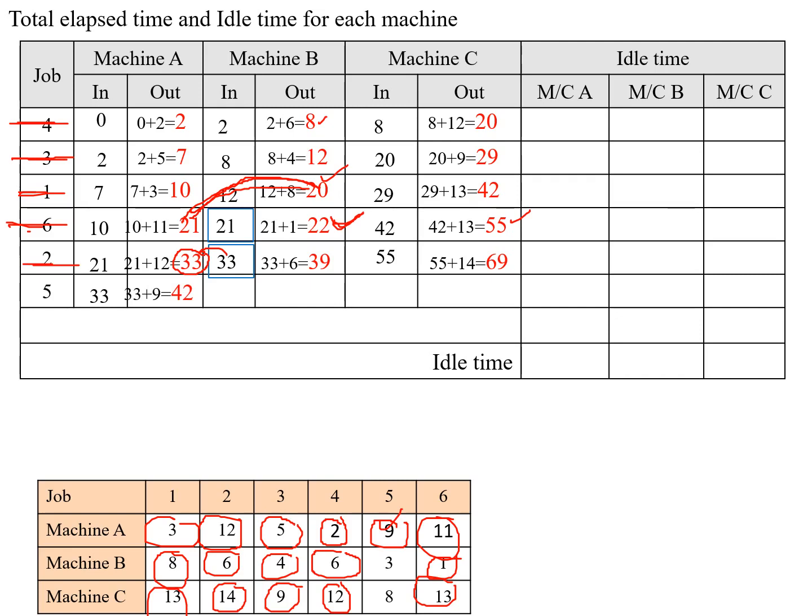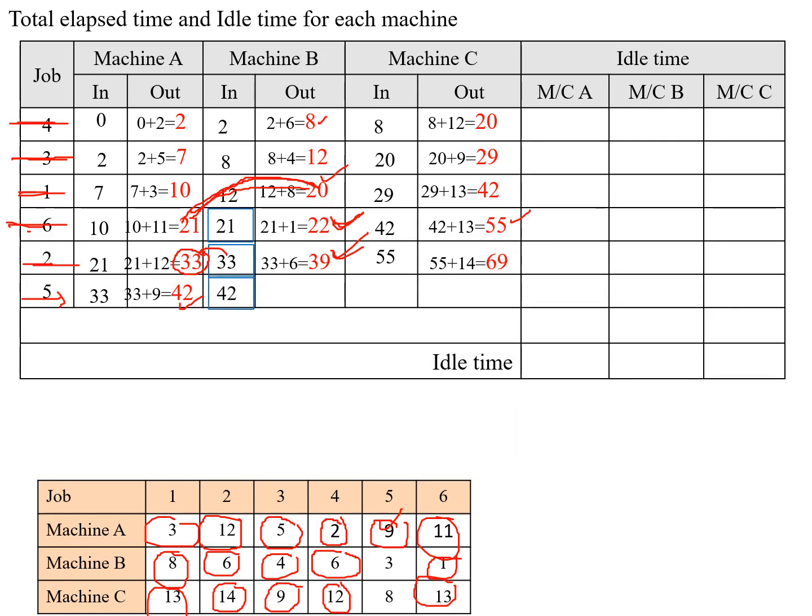So one more thing here, observe here, job 4 is fully engaged up to the 42 hours on machine A. So it will be moved after the 42 hours. Don't get confused here. Machine B is free after the 39 hours, but job 4 is fully engaged up to the 42 hours. So after the 42 hours only it will move to machine B.